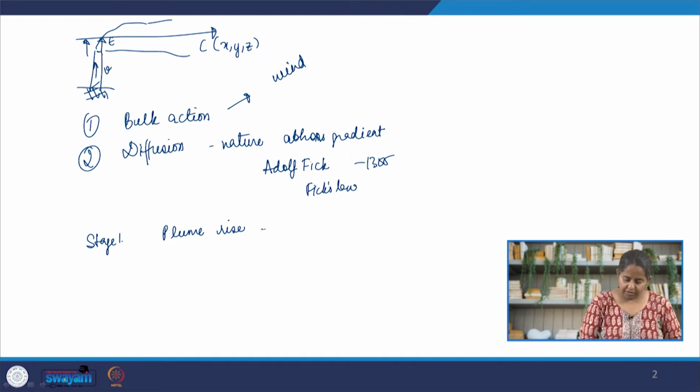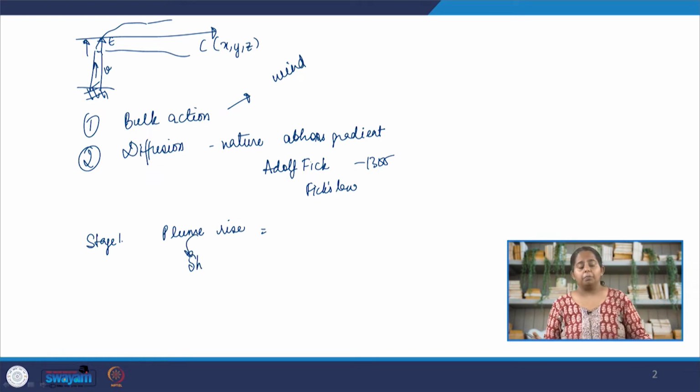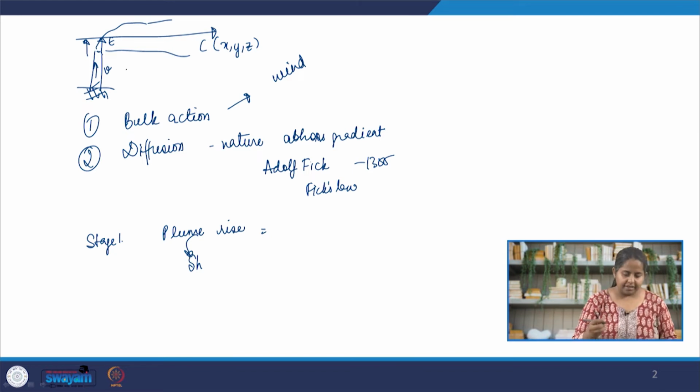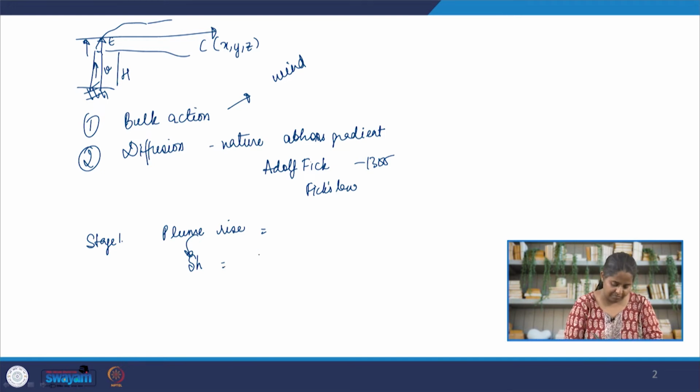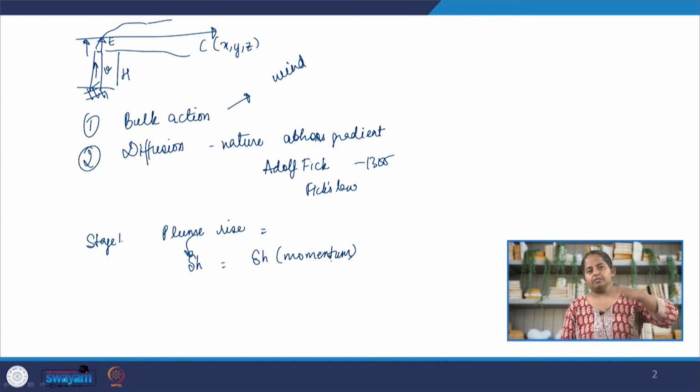So plume rise, let us say del H. Del H is the increase in height of the plume beyond the height of the chimney. Let us say the height of the chimney is given by capital H, and the plume rise is given by del H. So the plume will rise beyond the chimney and reach up to del H for two reasons. One is momentum, del H due to momentum. Things in motion want to stay in motion unless an external force is applied. The external force here would be gravity, and also the friction, the drag. So that is one reason.